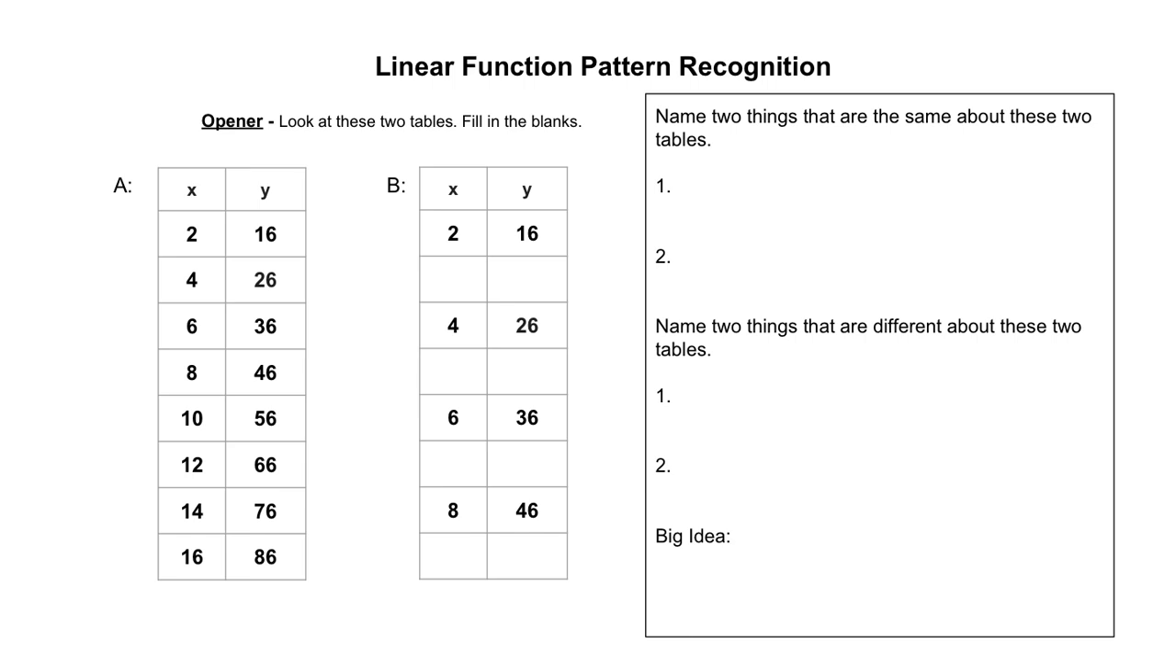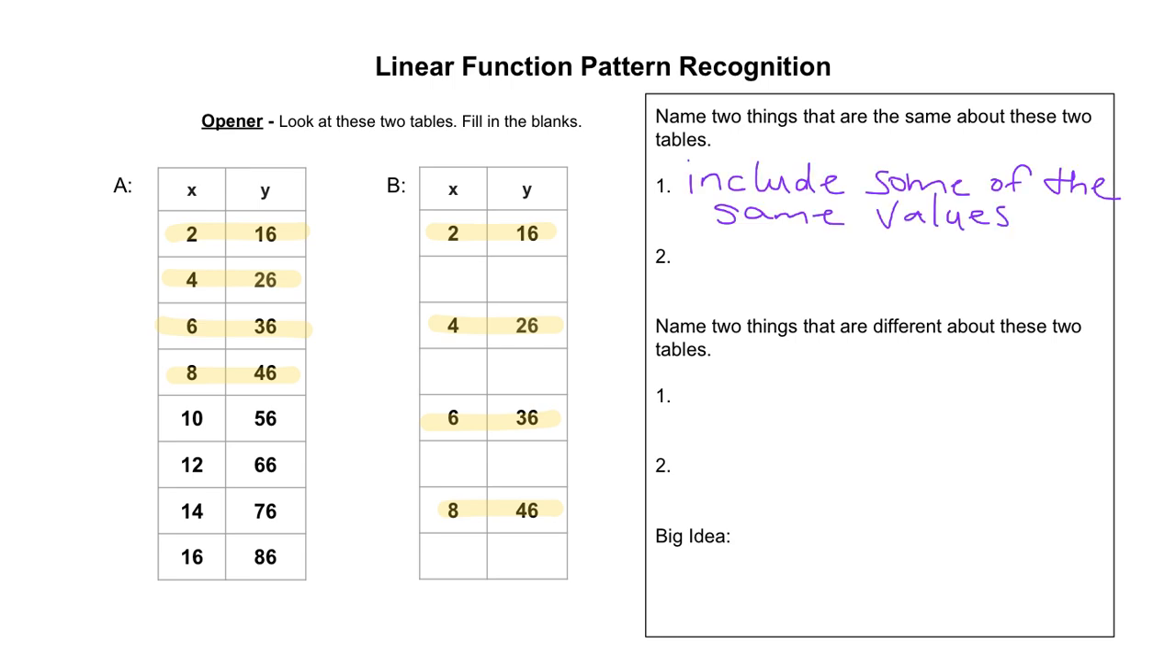In looking at things that are the same, you might have recognized that there are some values that are the same in these tables that I'm highlighting here in yellow. So that might be something that you write down. You might also just note that they are both XY tables, or you might have noticed something about their rate of change. So lots of things you could have there.